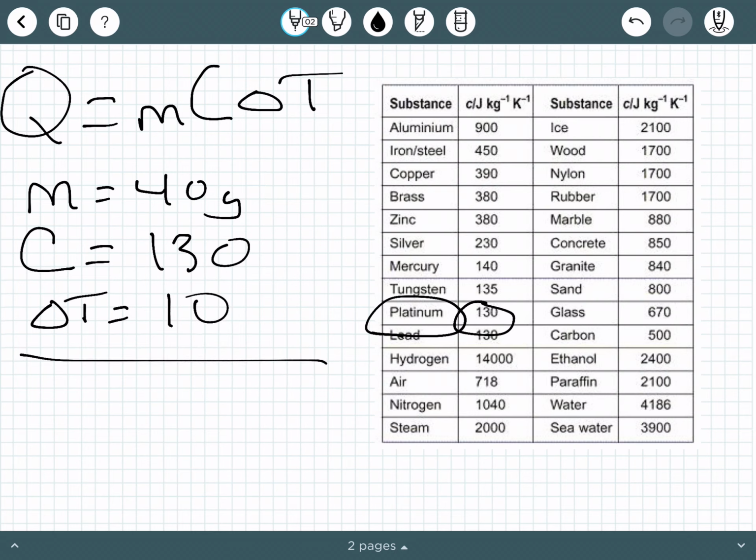What equation would I use? I'm going to use the top equation. I'm just going to take 40 times 130 times 10, and that's going to give me a number. Why don't you guys try to calculate that really quick, and then we'll give you that answer in about 10 seconds.